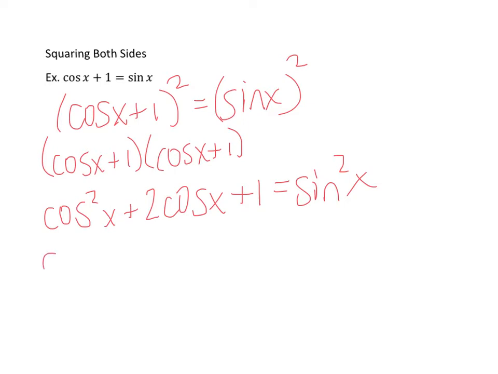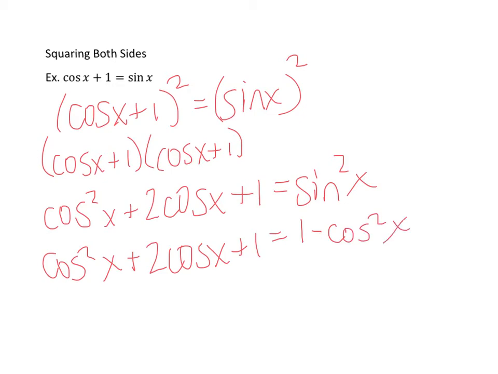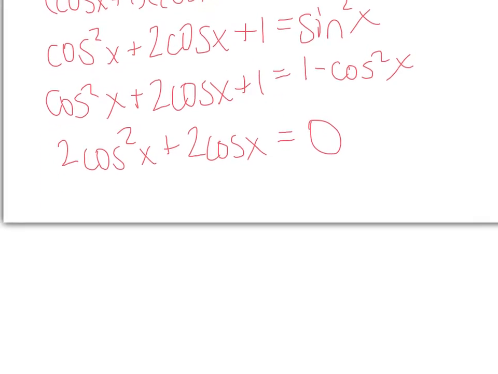So now this side's going to stay the same. Sine squared x is going to be changed to 1 minus cosine squared x. Move everything over to, in this case, the left side. So I'm going to have 2 cosine squared x plus 2 cosine x. My 1 is going to fall out because I'm going to subtract 1, it's going to be 0. And this equation equals 0.